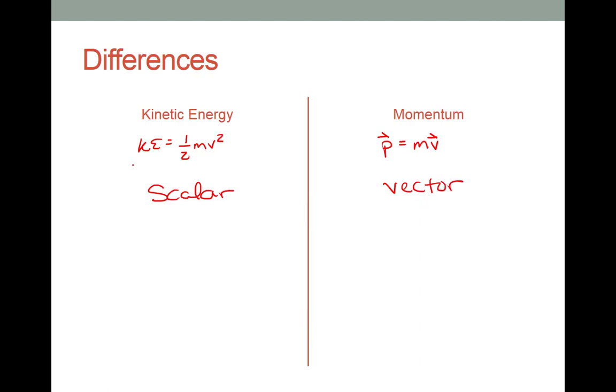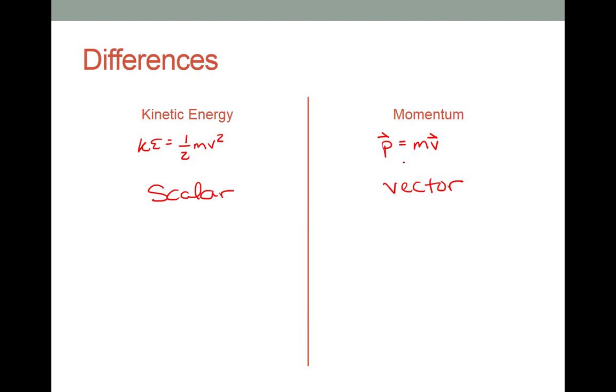Other differences, well, both of them depend on mass, are proportional to mass, but kinetic energy is proportional to velocity squared, whereas momentum's only proportional to velocity. That's going to make a difference when you actually do the calculations, because something that is moving just a little bit faster will have just a little bit bigger momentum, but the kinetic energy is going to increase more because of that square.